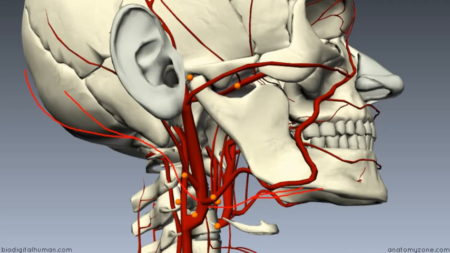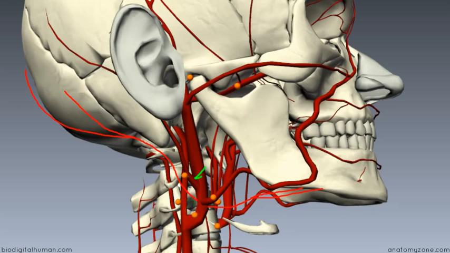Next up we've got the lingual artery. So the lingual refers to tongue, so the tongue is an anterior structure, so the lingual artery is an anterior branch. And then we've got the facial artery, so the face is anterior, so the facial artery is an anterior branch. And then posteriorly we've got the occipital artery, so the occipital bone is the back of your skull, so the occipital branch is a posterior branch.